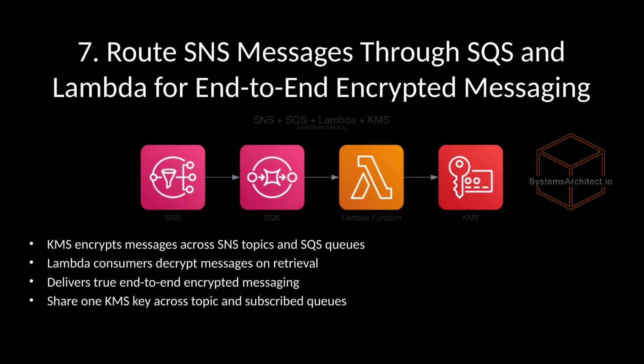7. Route SNS messages through SQS and Lambda for end-to-end encrypted messaging. Message-based architectures move data between decoupled parts, and it's easy to forget encryption in an intermediate queue. KMS encrypts messages across SNS topics and the SQS queues that subscribe to them. Lambda consumers then decrypt messages as they're pulled off the queue.